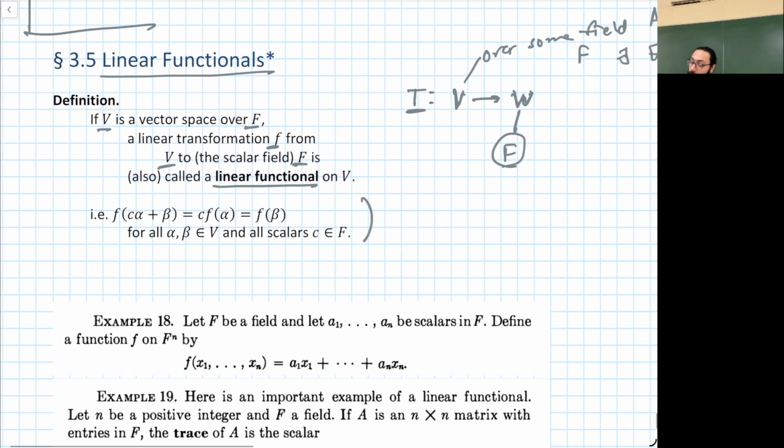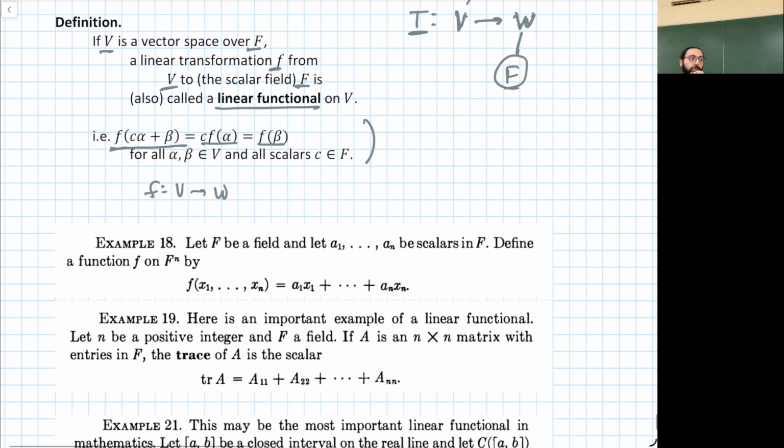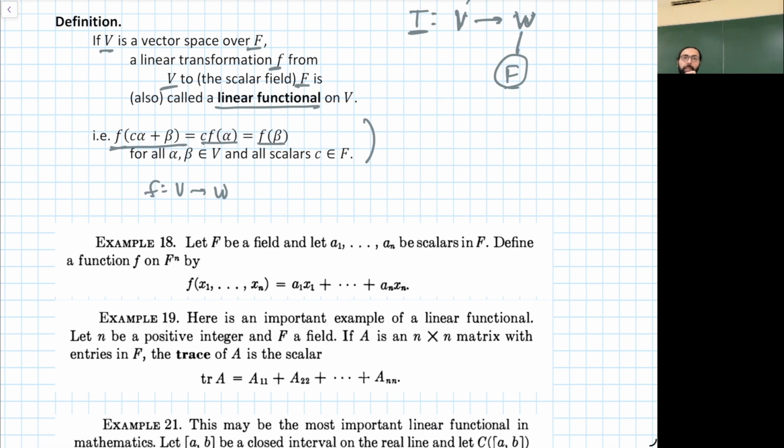And if you want to write it down explicitly, it's just saying that this object f is going from V to W, and it satisfies the relation for a linear transformation. Right? That linear combinations go to linear combinations. Okay.